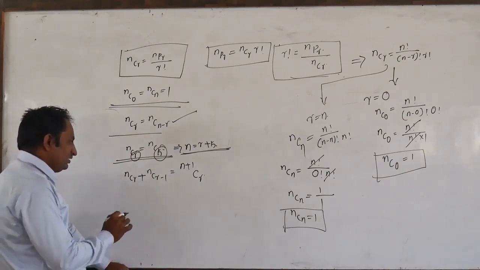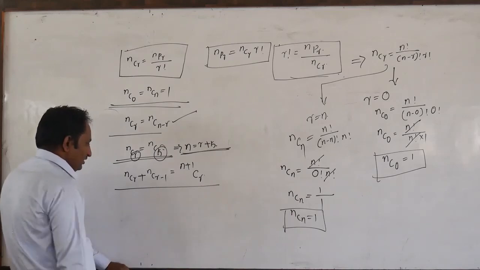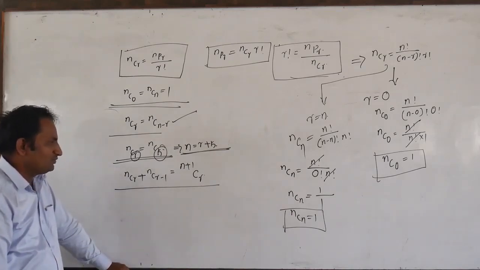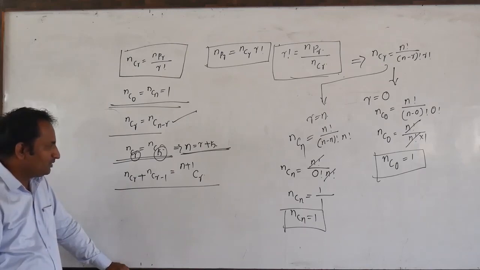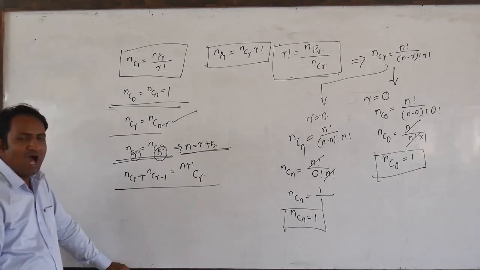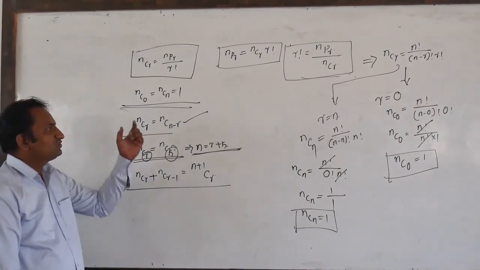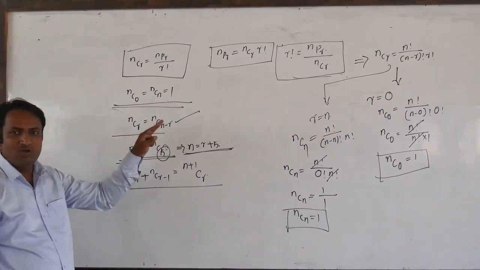Here, the last important formula: nCr plus nC(r minus 1) is equal to (n plus 1)Cr. Okay. This is the list of formulas belonging to combination.